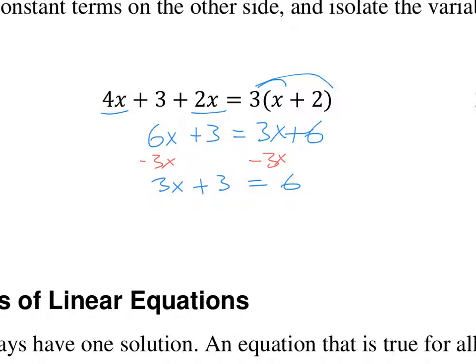Now let's get those 3's out of there. We want to get the constants off of one side and over to the other. Doesn't matter which side they go to, as long as all the variable terms end up on one side and all the constants on the other. So we have 3x equals 3. And then our last step is to solve by dividing. And so x equals 1, because these cancel, these make 1.